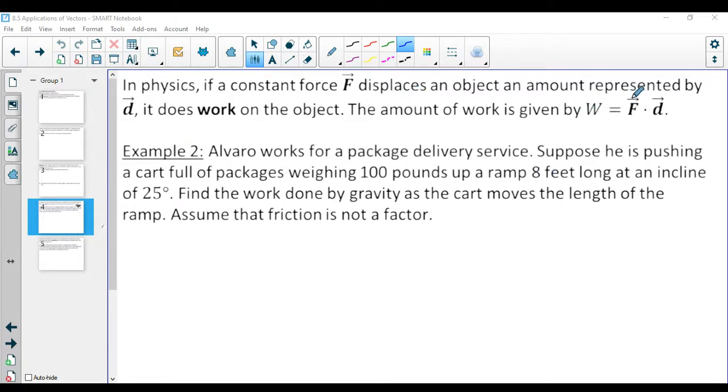W equals F, not times. It is kind of times, but we called it something else for vectors. Does anyone remember? Maybe I can give a little participation check. Dot. Great job, Colton. F dot D. Dot product, yep.